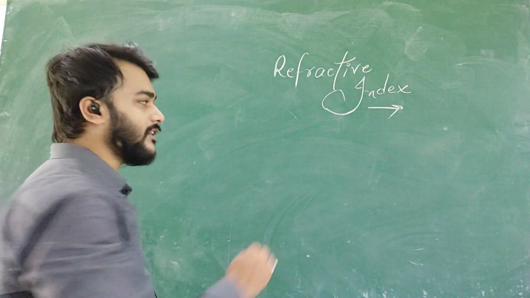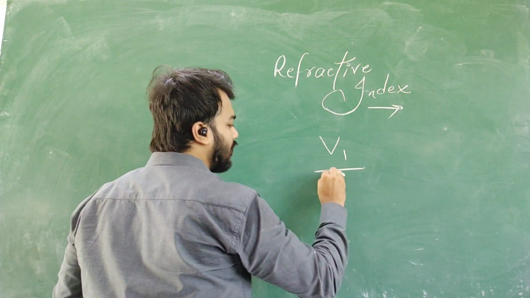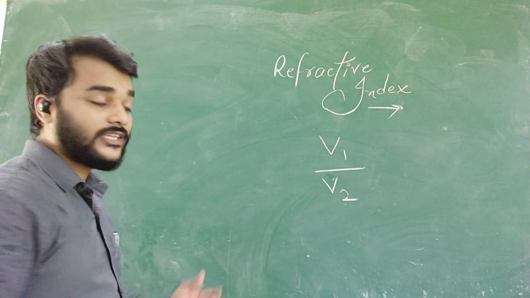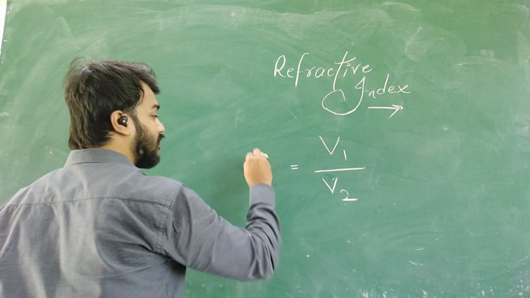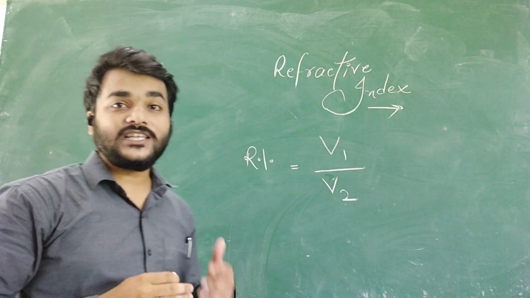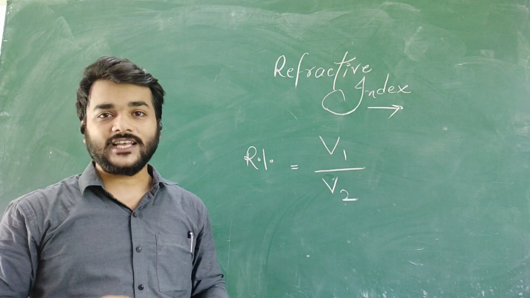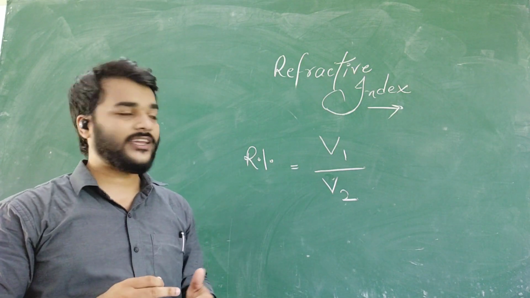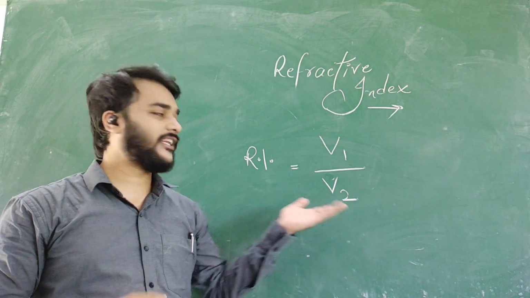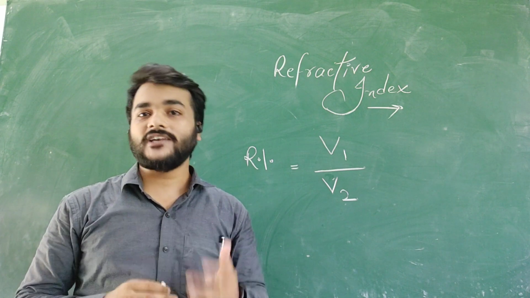Now if we take out the ratio of the speed of light in medium 1 to the speed of light in medium 2, this ratio will always be constant, and this we will also call the refractive index. Just like in the previous formula, it was the speed of light in air or vacuum to the speed of light in a given medium. In a very similar way, the ratio of the speed of light in medium 1 to the speed of light in medium 2 we will also call the refractive index. So this is one general concept.